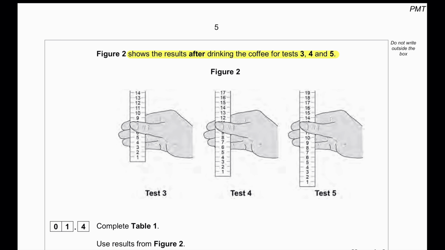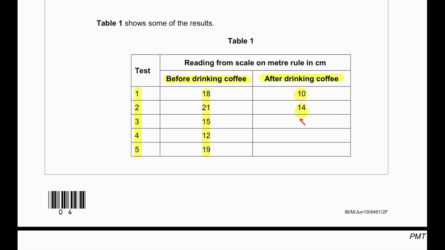So let's look at the reading. Since here 8 is below the finger, so 8. Over here 11 is below the finger, and over here we can see 13 is below the finger. Now we have to complete the table.